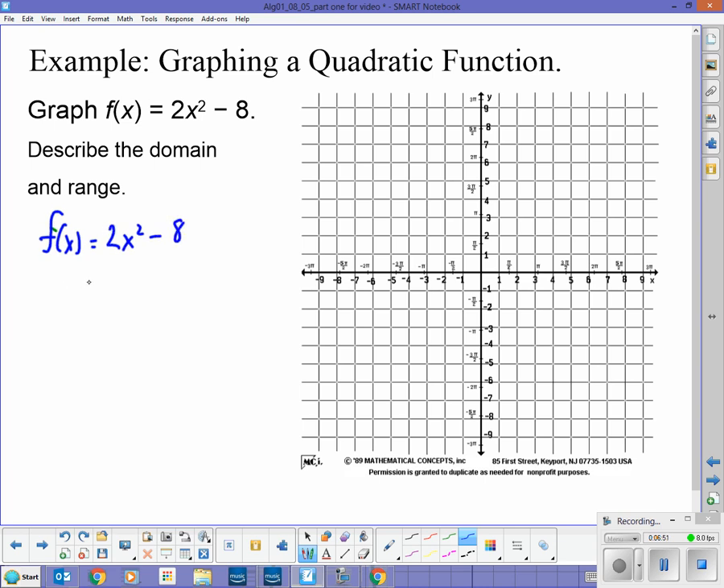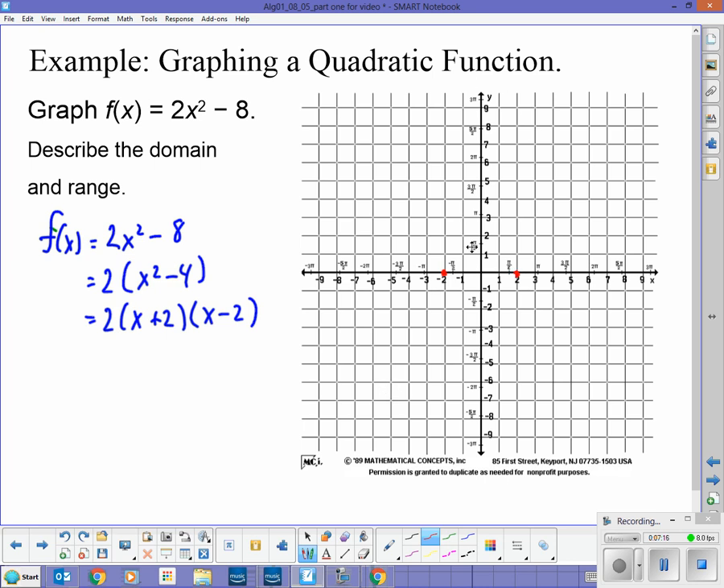Okay, so I'm going to have to factor this. I'll factor out a common 2, that leaves x squared minus 4. And then that becomes x plus 2, x minus 2. Okay, so real easy. My x-intercepts are at negative 2 and positive 2.